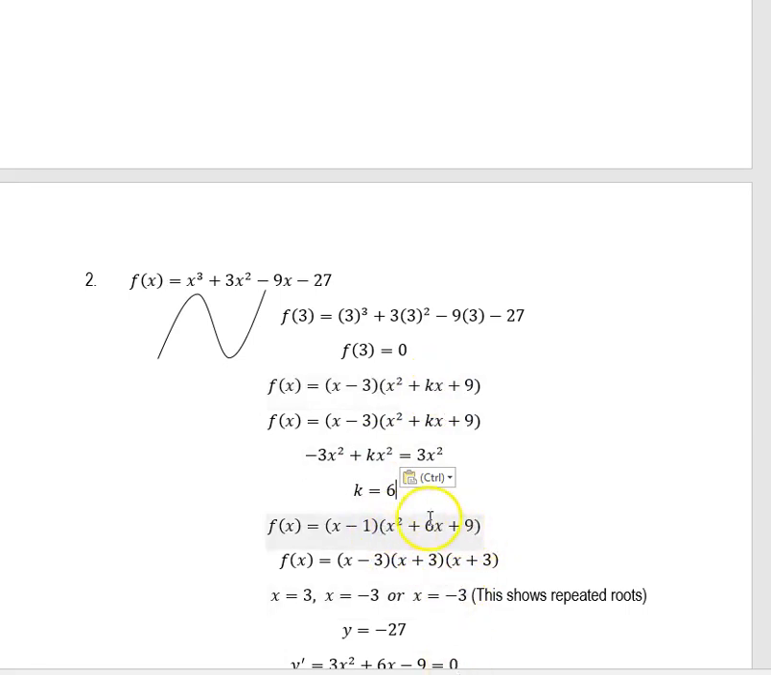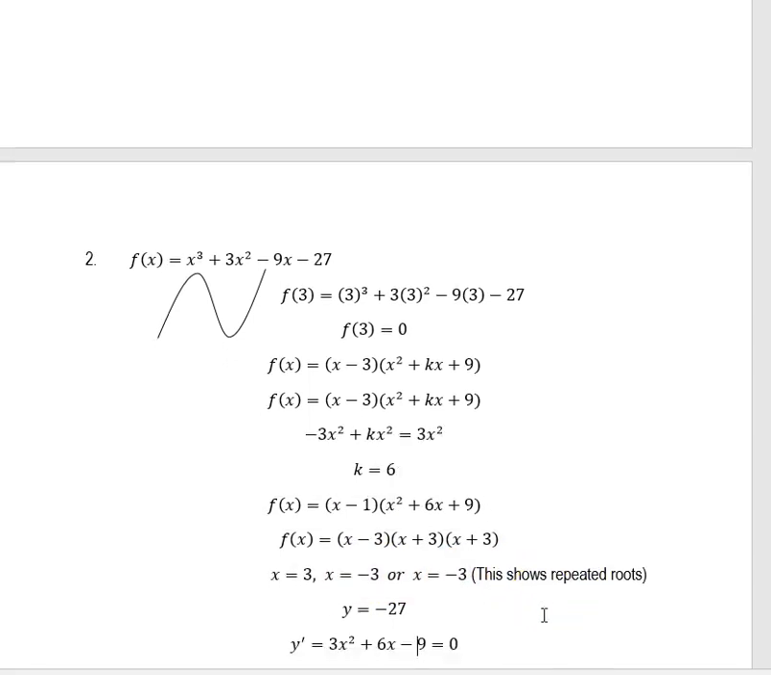To factorize this using the method of factorization, you have x plus 3 to give you that. And then you have all your three intercepts: x equals 3, x equals minus 3, or x equals minus 3. Now, when you have two roots repeated, it's telling you that the graph is a double root graph, as we are going to be seeing later.